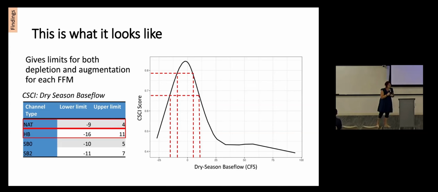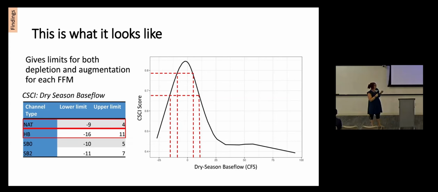So it's CSCI score. And this is for dry season base flow, which is measured in CFS. So this curve basically gives limits for both the depletion side, so the negative below 0, and the augmentation for each flow metric. So for example, this is how we get the flow limits. For example, again, we do the 0.79 threshold. That basically means these limits here, we need to be above -9 and below 4 CFS in dry season base flow to get that threshold.